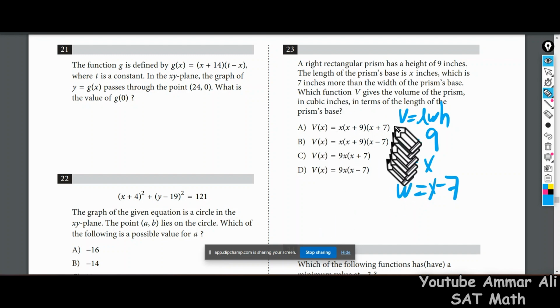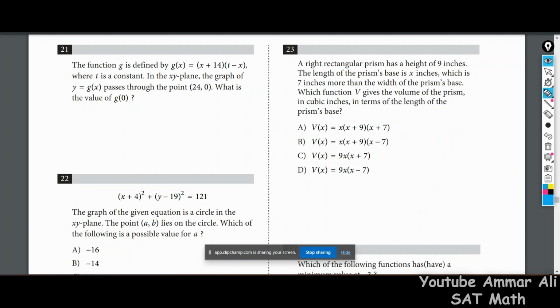So then we just got to figure out which one of these is our answer, right? So we just do 9 times x minus 7, which looks like D right there. So pretty straightforward. Just watch out for this part right here. That's probably where they tried to trick you and throw you off, okay?